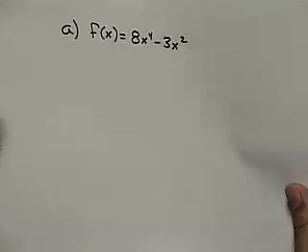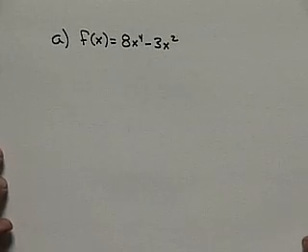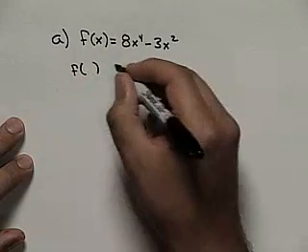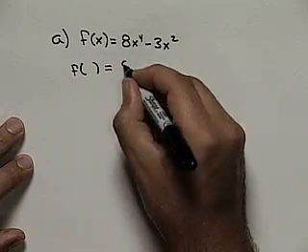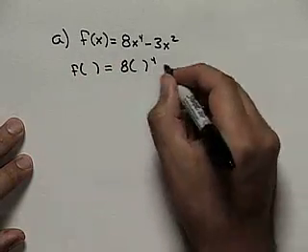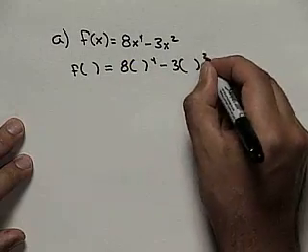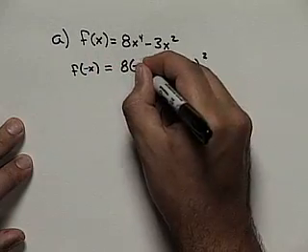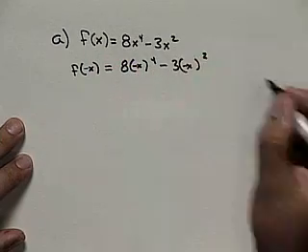So we'll start by taking this function, 8x to the fourth minus 3x squared, and we'll rewrite it, leaving parentheses as our input. So we've got 8 parentheses raised to the fourth minus 3 parentheses squared. And what we'll do again is replace these with negative x's in an attempt to determine what type of symmetry they have.